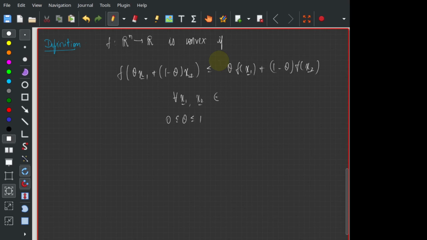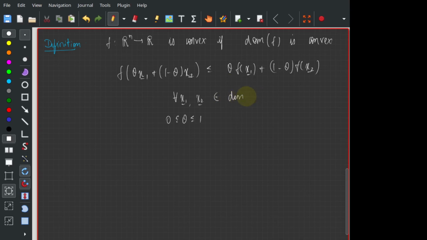So we won't really mind if f is not defined over all of Rn, as long as it's defined over a certain set, which we'll call the domain of f, we are fine. Then we impose this additional constraint that the domain of f is convex, right? Because after all, theta x1 plus 1 minus theta x2 should belong to the domain of f, which means that the domain should necessarily be convex. Otherwise, this whole thing doesn't make sense.